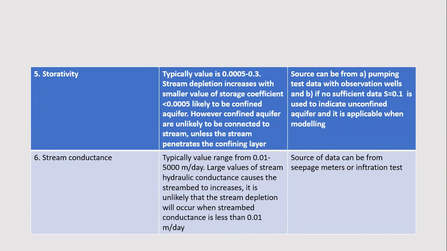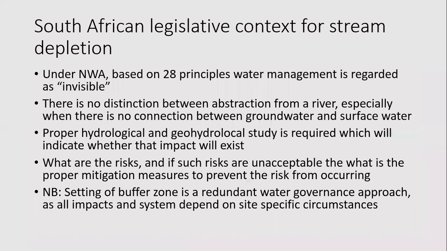So the source of data can be from the seepage meter or from the infiltration side. So if you want to find the stream conductance data, you can find them from a seepage meter or the infiltration test.